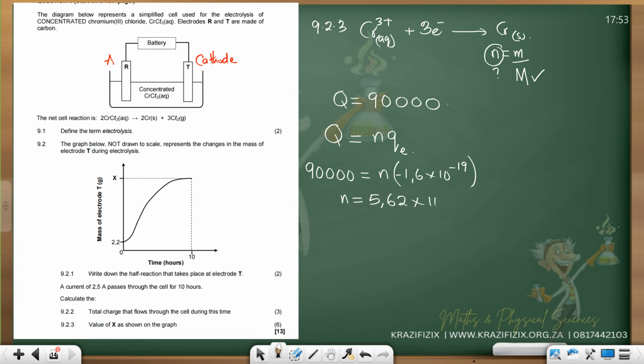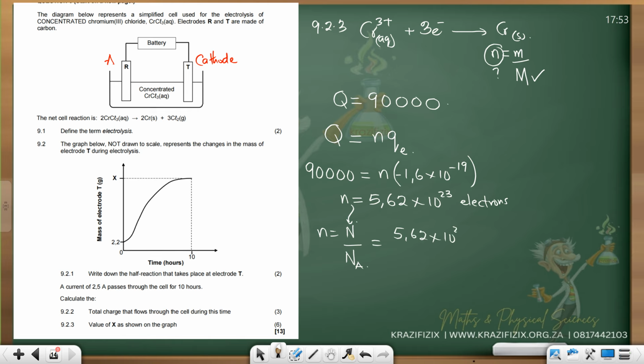5.62 times 10 to the power of what? 23 electrons. It's fine. The negative just tells you we're losing. But then I need to convert this to number of moles. How? Number of moles is number of electrons over what? Avogadro's constant. So this is the number of electrons.